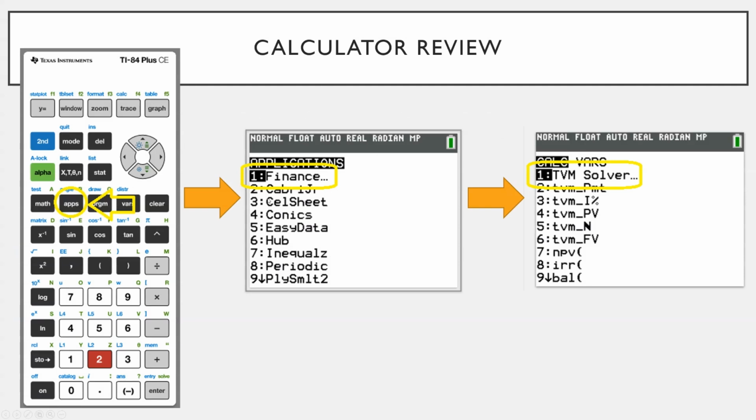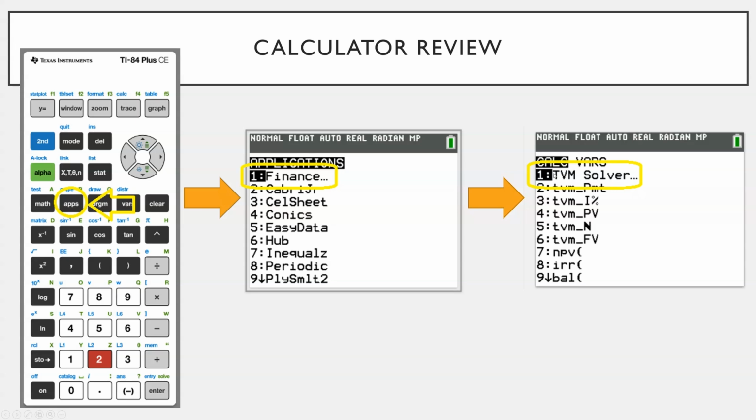And so to load this up in your calculator, you're going to use an app called TVM Solver. This stands for Time Value Money Solver. The way you would do that on your graphing calculator is you're going to press the apps button. When you press that, it's going to load up all these different applications. Right at the top, you're going to see finance. That's the one we're interested in. So you're going to click that. And then the first one that pops up after you click finance is that TVM Solver. So then you're going to hit enter.